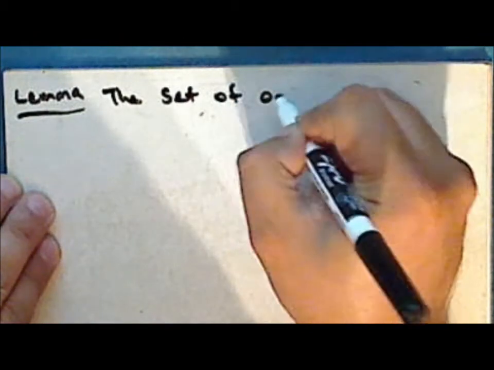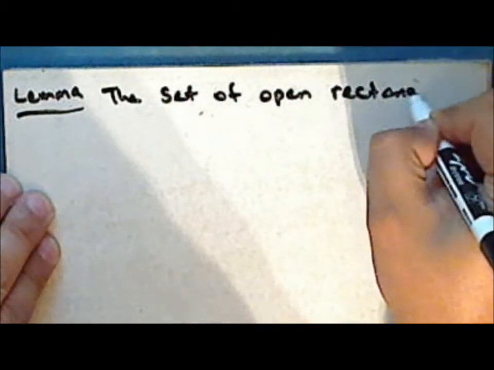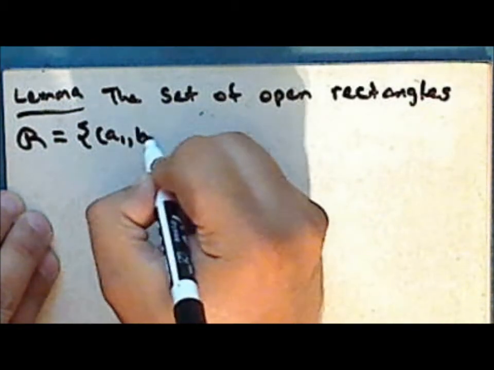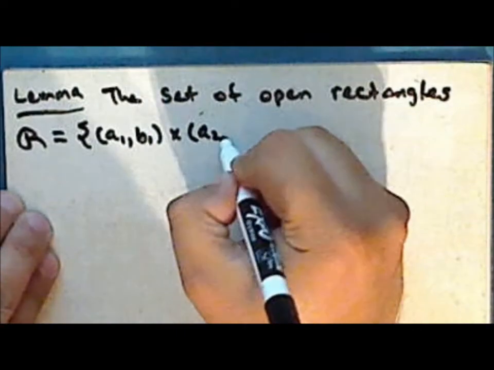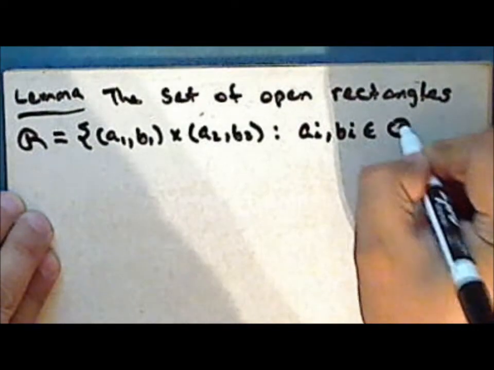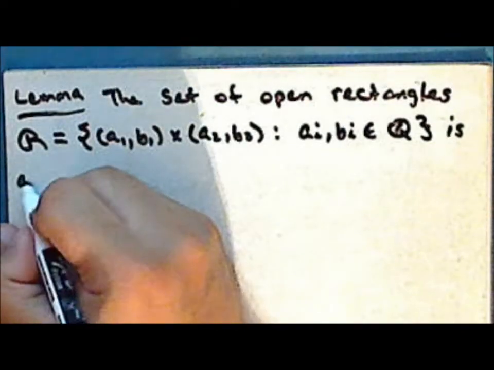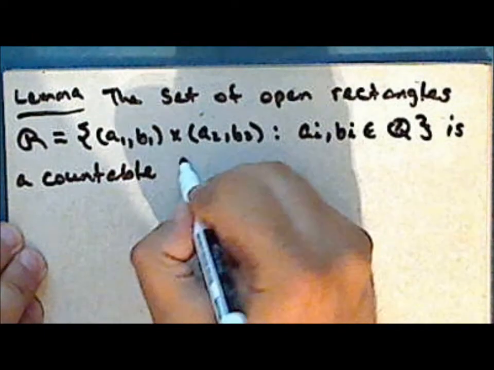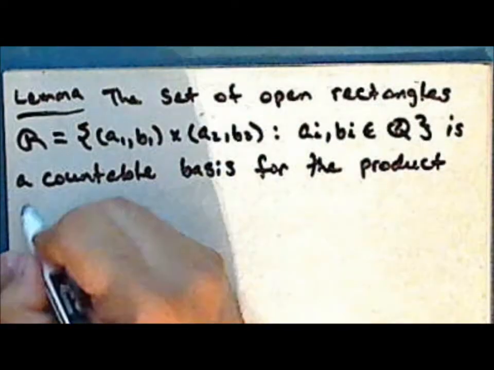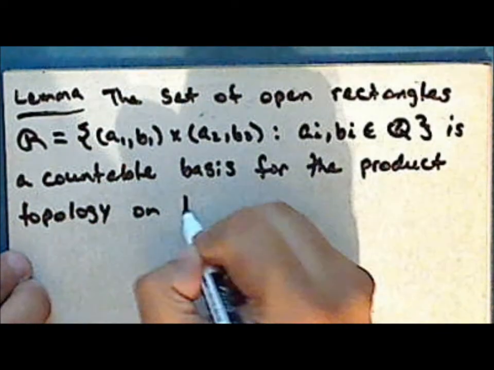So now we can state a more important result, and I'll state this as a lemma. The set of open rectangles script R consisting of the product of open intervals where the endpoints of those intervals are rational numbers is a countable basis for the product topology on the real plane. All right, so now we need to prove this statement.